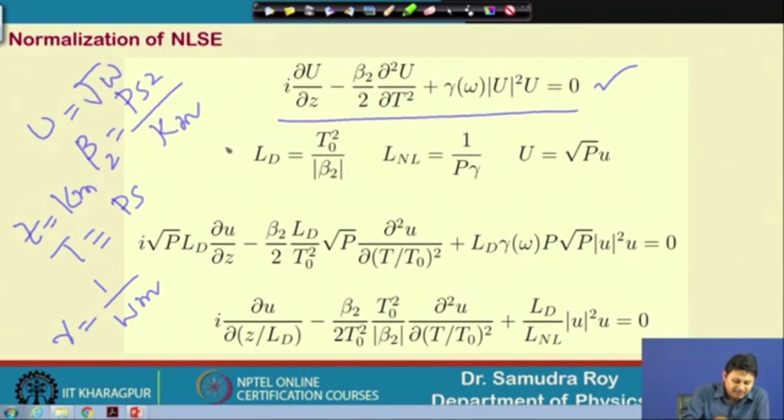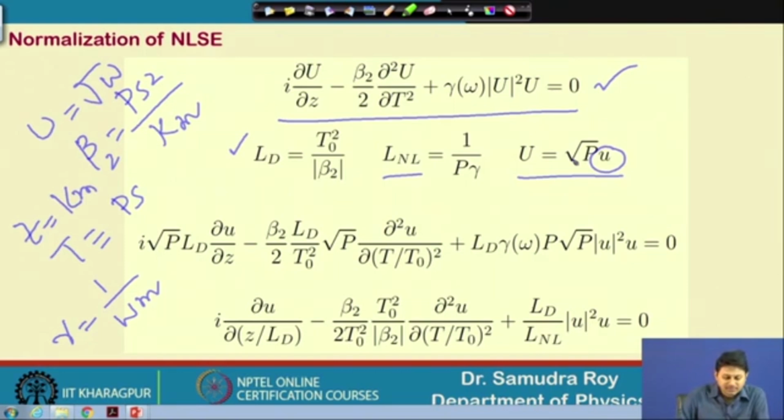So, we introduce LD, as I already mentioned, that LD is T0 squared divided by the mod of beta 2. This is called the dispersion length. Also, we introduce the nonlinear length, which is 1 by P gamma. Again, gamma has units of 1 by watt meter, and P has units of watt, so 1 by P gamma has units of meter, that means it is a length. For U, I write root of P times small u. This small u, note, is dimensionless.